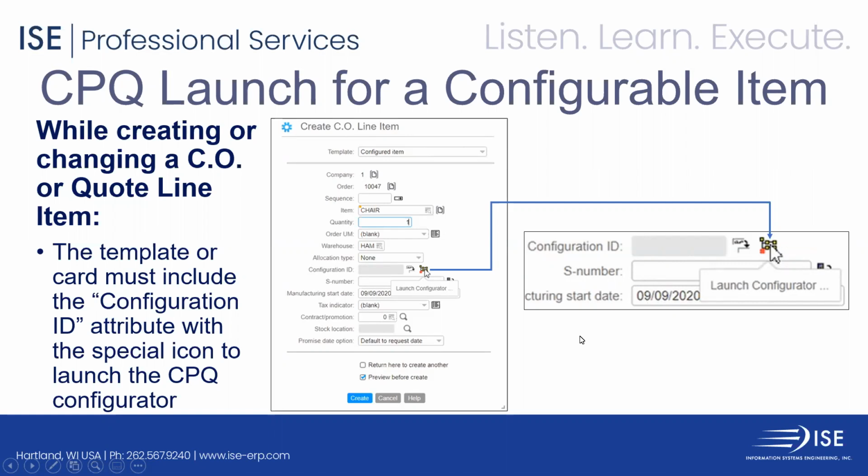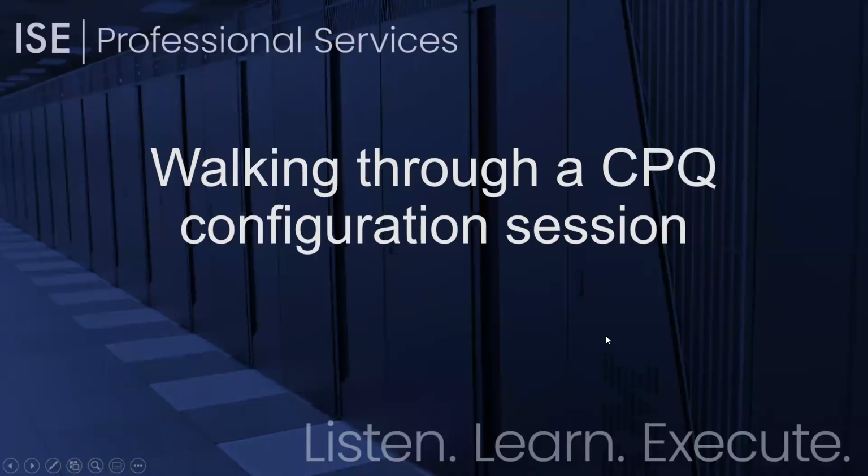So as long as all that's in play, you have a configurable item, the item revision set up to be configurable, you have a rule set with that name, and you launch CPQ using this special icon, and you have that configured item in the item, then great, CPQ launches. Any questions on any of that? That's definitely our first building block.